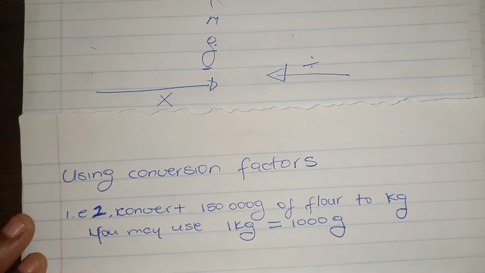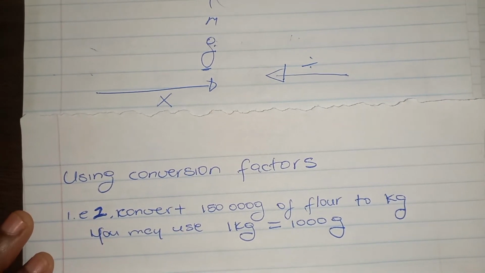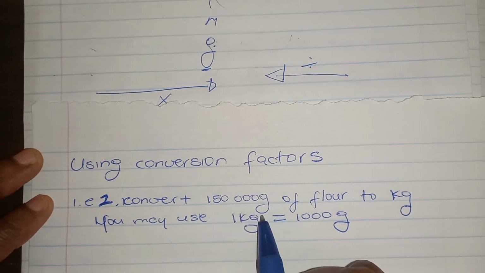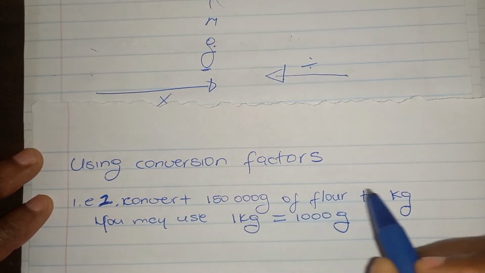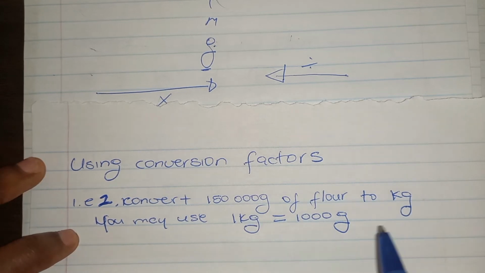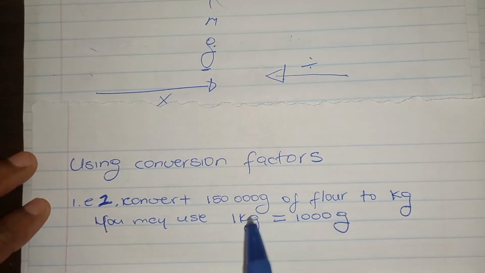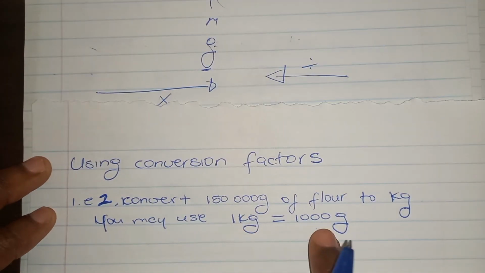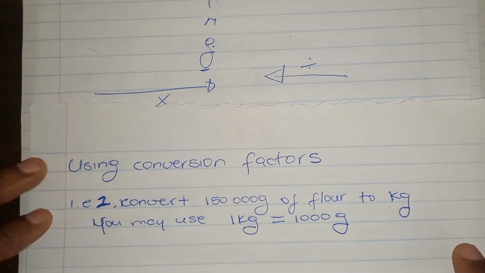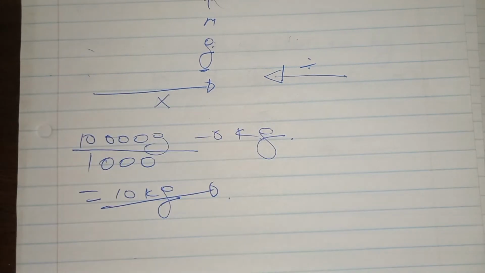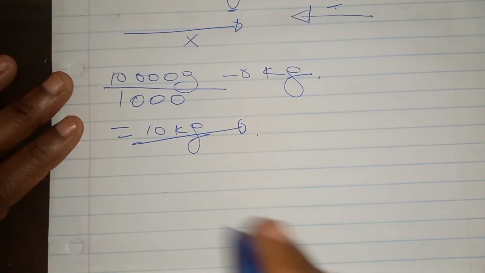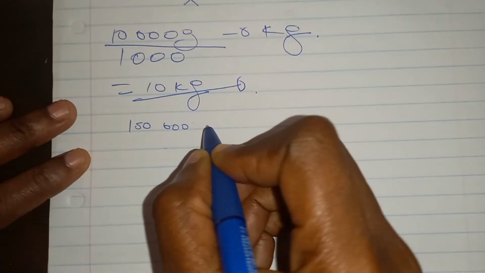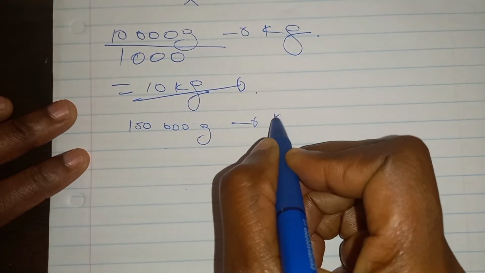This one says, using conversion factors, convert 150,000 grams of flour to kilograms. You may use 1 kilogram is equal to 1,000 grams. As you can see, this is still the same method as this, but they've given us that 1 kilogram is the same as 1,000 grams. So we're going to learn quickly how to use conversion factors. So they are saying we must convert 150,000 grams to kilograms, right?